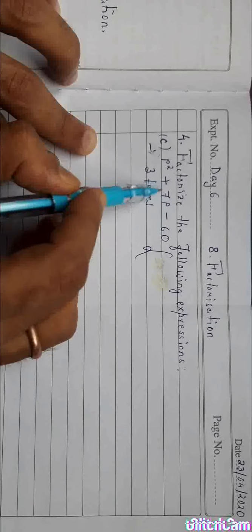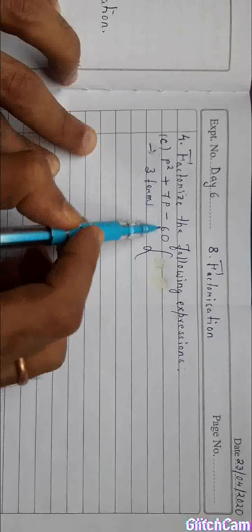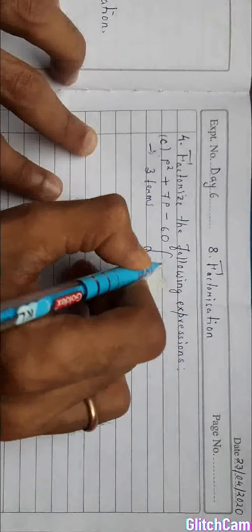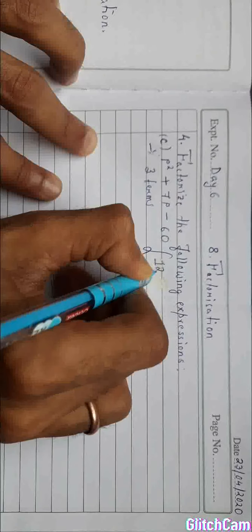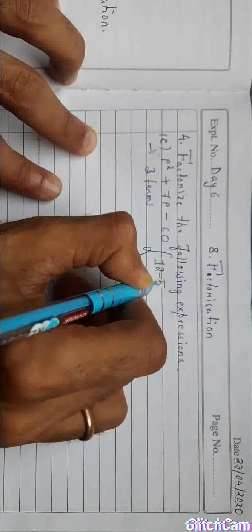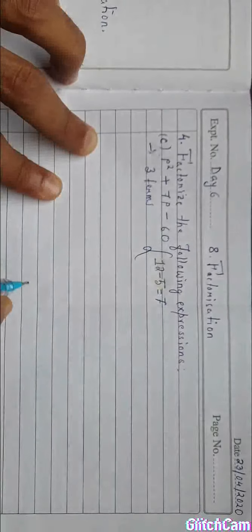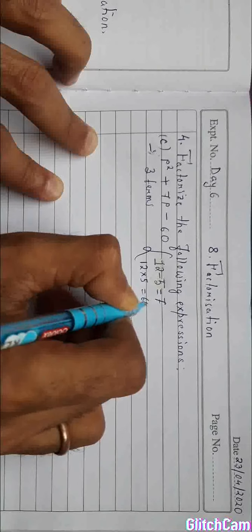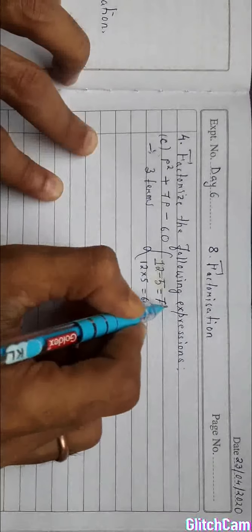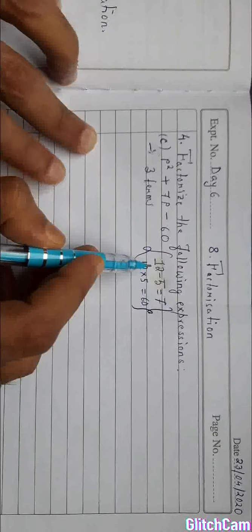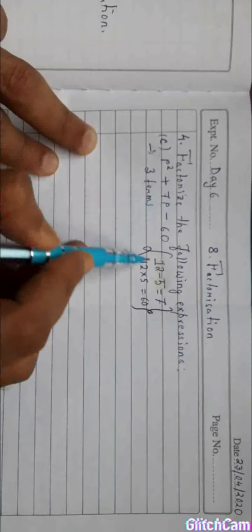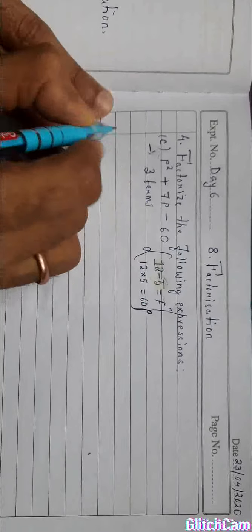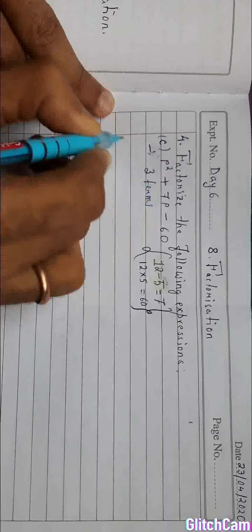We need two numbers whose sum is 7 and whose product is minus 60. We know 12 minus 5 is 7. Similarly, if we multiply 12 into 5, we get 60. Therefore, our two numbers here can be 12 and minus 5. So now we'll split the middle term.